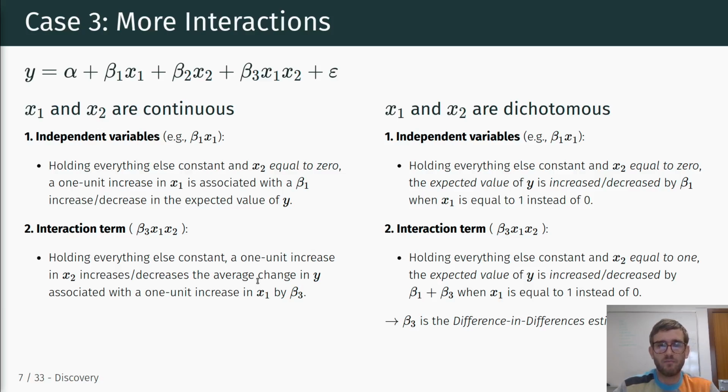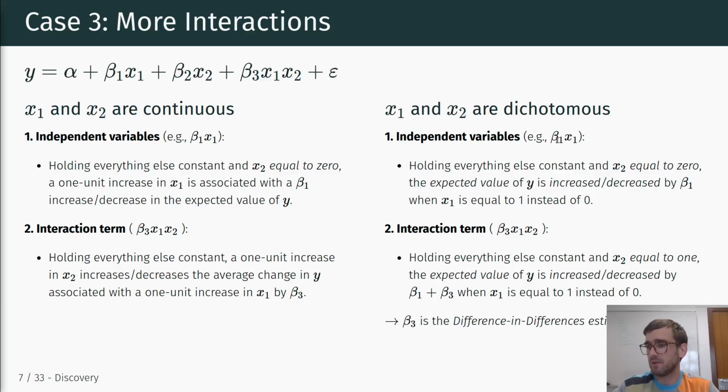Lastly, we talked about a case where x1 and x2 are continuous. We talked about a case where x1 is continuous and x2 is dichotomous. Of course, we can also have a scenario where both x1 and x2 are dichotomous, so both are just coded 0 or 1, and we include an interaction between those two. Right? As soon as we have that, the interpretation again changes just slightly.